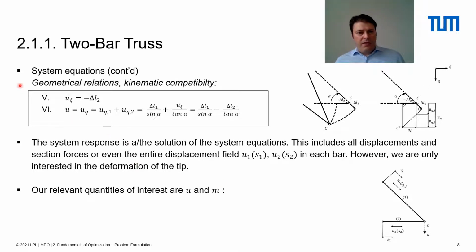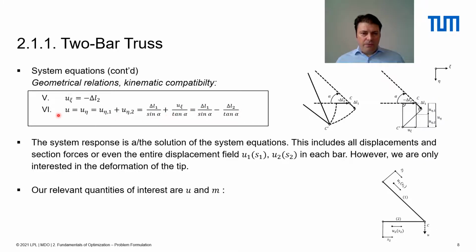So we need a third type of equations in order to have a complete system description, and those are the compatibility conditions, or more generally relations between kinematic quantities that would tell you, for example, that the displacement of node C is equal to the extension of rod number 2, the displacement in the ξ direction. And the displacement in the η direction would be this expression here.